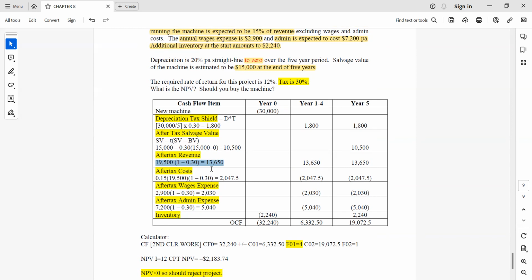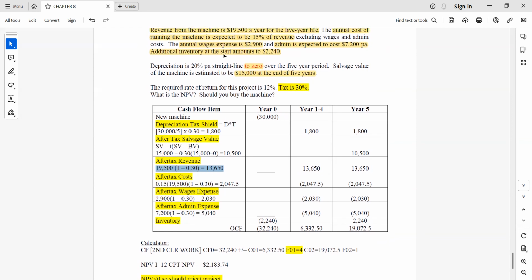Okay. Now remember we talked about the cost as well. The cost of running the machine is expected to be 15% of the revenue. In this case, most likely we are not having cost saving, because it is expected to be 15% of revenue as the annual cost. Okay, so you use 15% times the 19,500, adjusted for tax, is this amount. So it's not a cost saving in this scenario. This is a negative figure from year 1 to year 5.